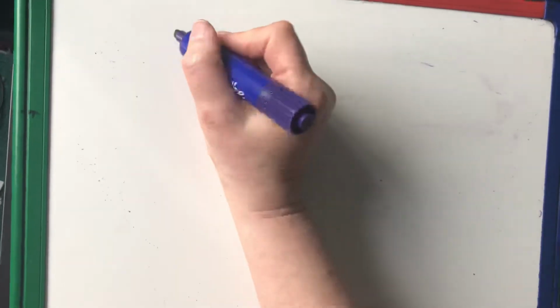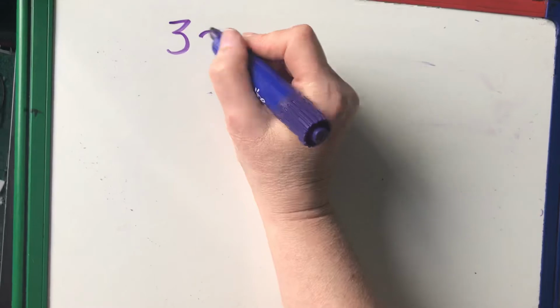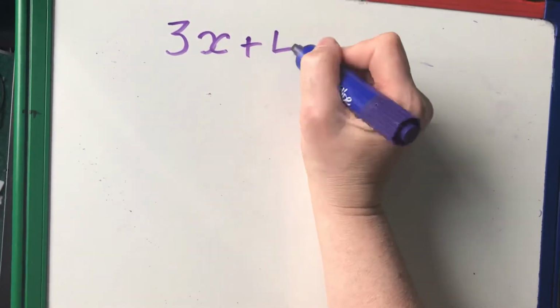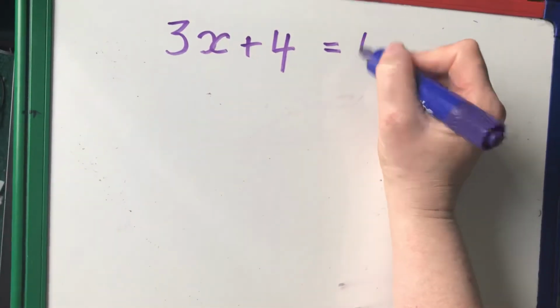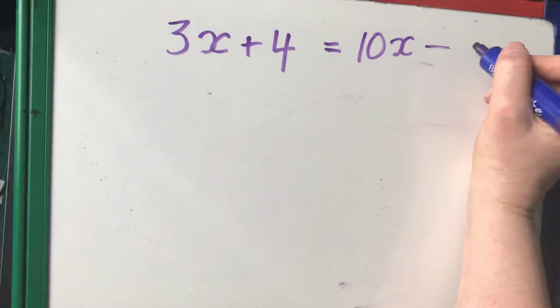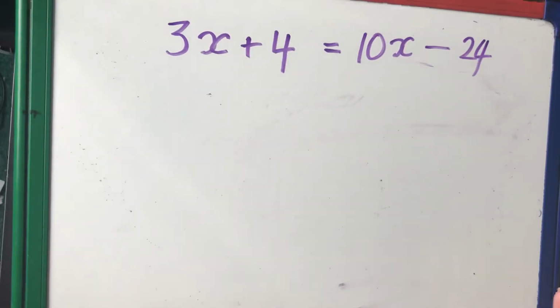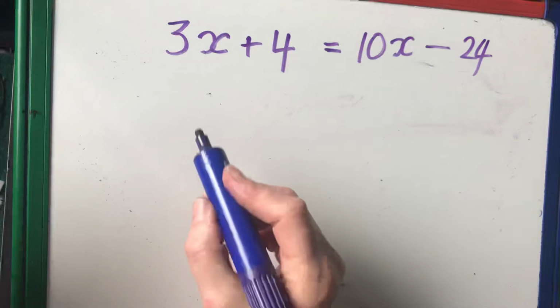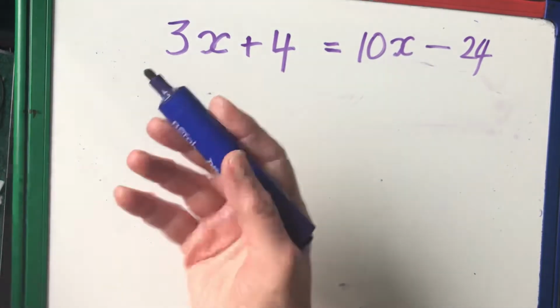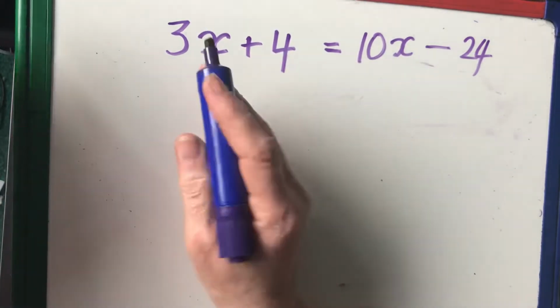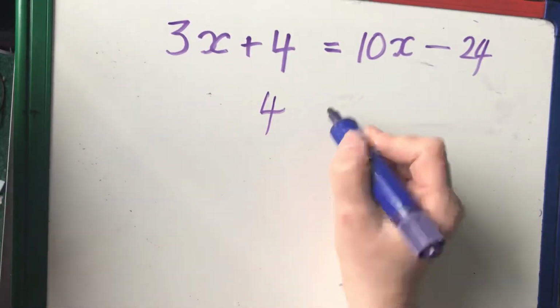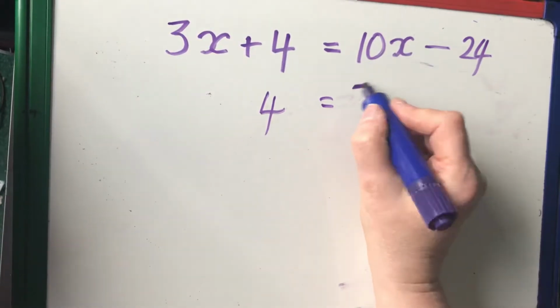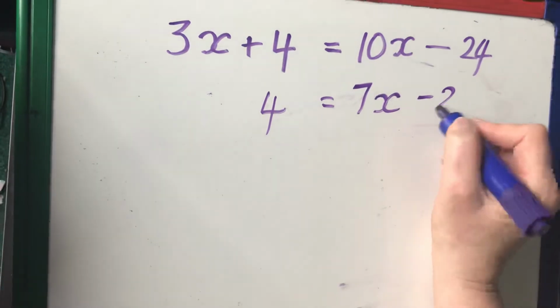So here's another equation with unknowns on both sides. Let's take 3x plus 4 balances with 10x minus 24. So I've got unknowns on both sides, so I'm going to get rid of, eliminate, in this instance subtract, because they're both positive, the 3x. So 3x minus 3x is nothing. That leaves me with nothing plus 4 is 4. 10x minus 3x is 7x minus 24.